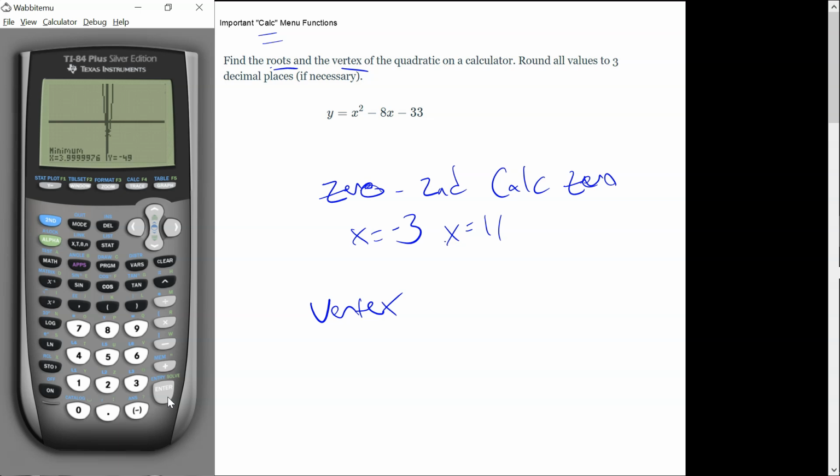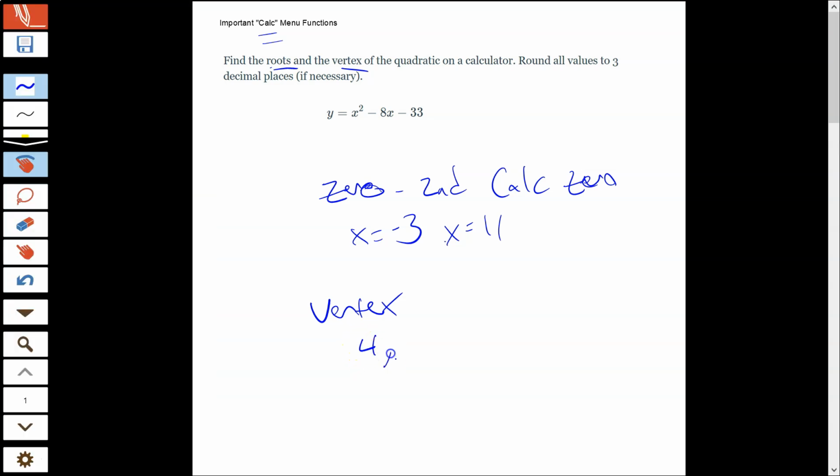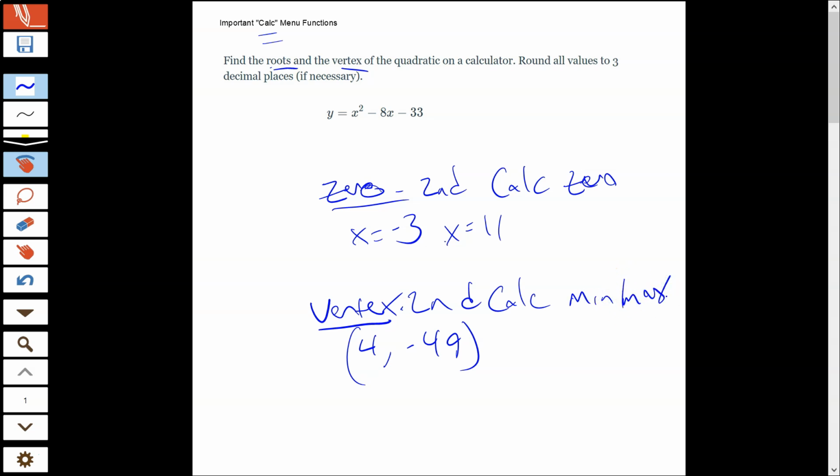And hit enter again. This often happens: your calculator is essentially estimating these very, very accurately. So when you get something like 3.9999 and so on, it's okay to round it up, because this minimum is actually at (4, negative 49). So I'm going to write that as a point. Here's a case where you have to be smarter than the calculator. So this is for the vertex: second calc, and then min or max. That's the first calculator skill that is useful. This is always useful to find the maxes and the mins and the zeros.